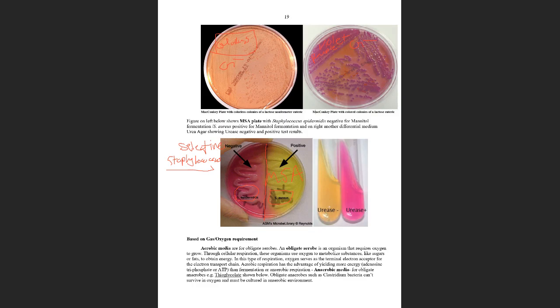Another selective and differential medium is this one. It's called urease. It is also selective for gram-negative, and it allows us to distinguish between bacteria that can break down urea, urease positive, and bacteria that do not produce urease, based on color changes. So remember, that's why I told you colors are important, and I wanted you guys to have color copies.